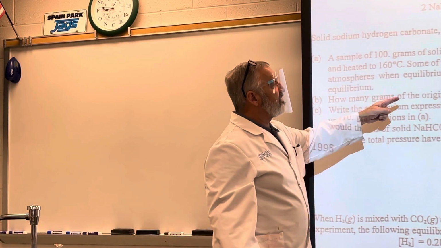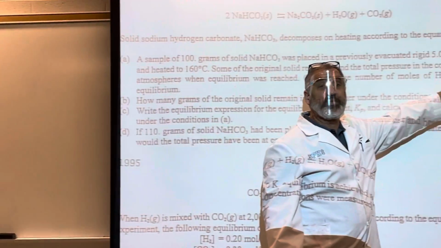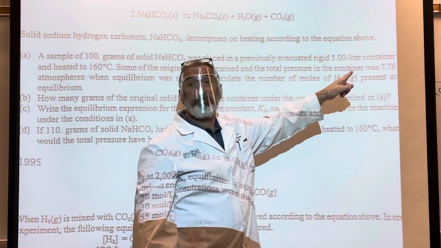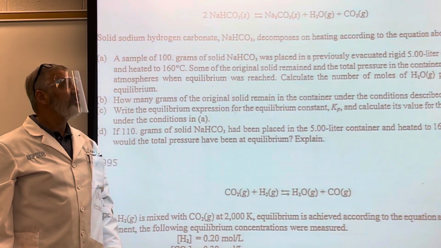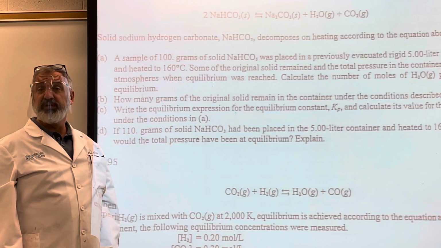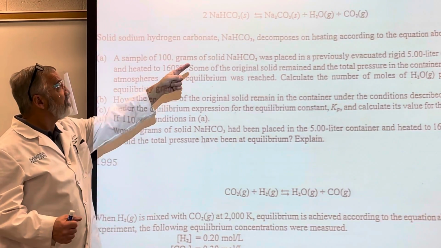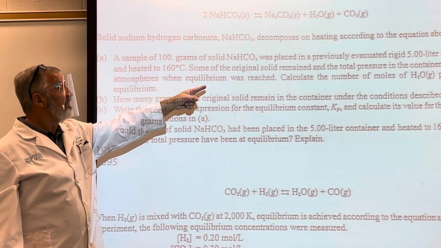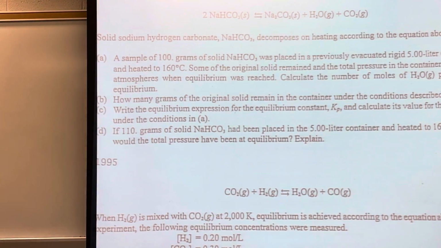Some of the solid remains, and the total pressure is 7.76. Well, what's the only thing that's going to be exerting pressure on this one? What gases? The H2O and the CO2. So all of the pressure, that's 7.76 atmospheres, is due to the H2O and the CO2. Calculate the number of moles of H2O gas present in equilibrium and how many grams of the original solid. So we end up having a stoichiometry problem.